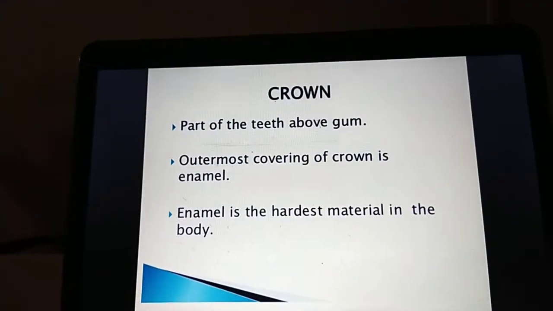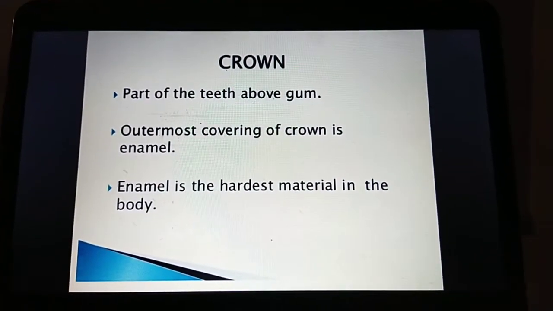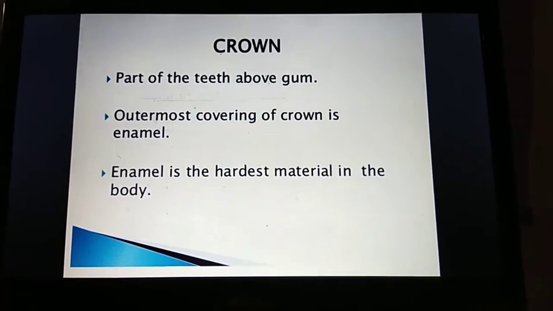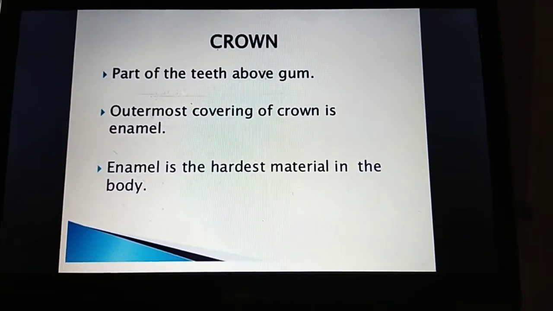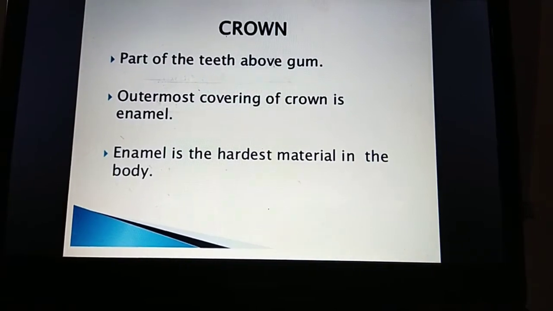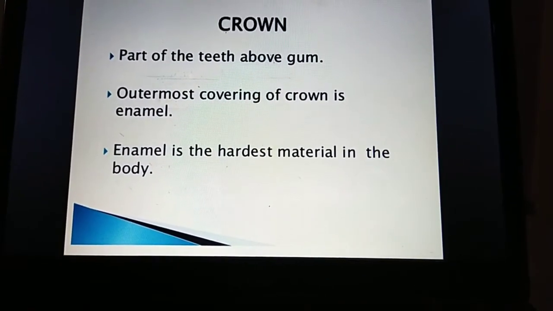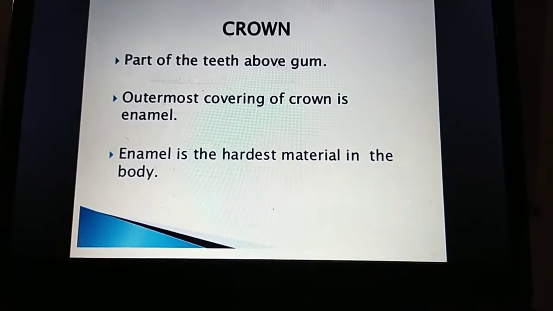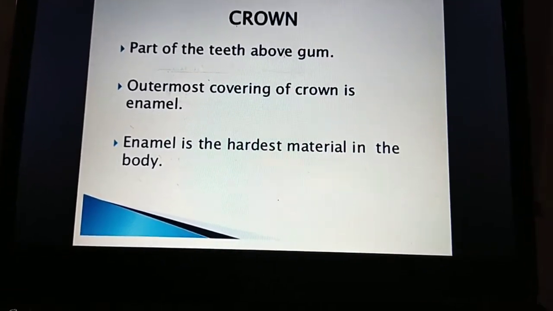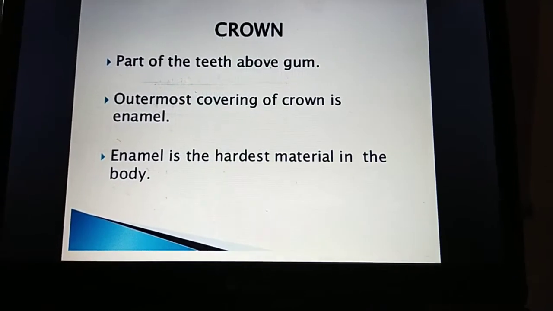The crown is the part of the tooth above the gum. The outermost covering of the crown is enamel. Enamel is the hardest material in the body and the most highly mineralized substance, and it covers the anatomical crown of the tooth. It is somewhat translucent, which is why you can see the teeth looking white in color.